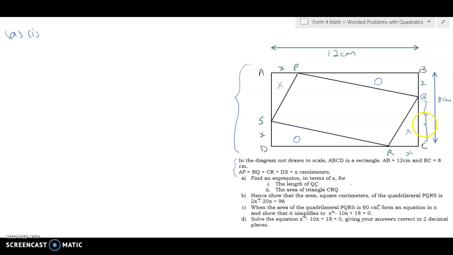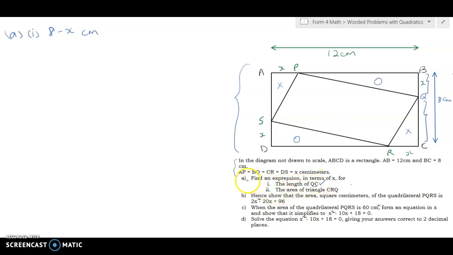As I can tell from this diagram, I don't have a value that I can just read off and say QC is 5 or 6 or whatever. However, I can see that BC is 8 because of this blue arrow here, and BQ, this piece here, is actually X. So then QC would have to be 8 minus X. And of course, because it's a measurement, we need to put the centimeters. So that, everybody, takes us to the end of our first little piece.